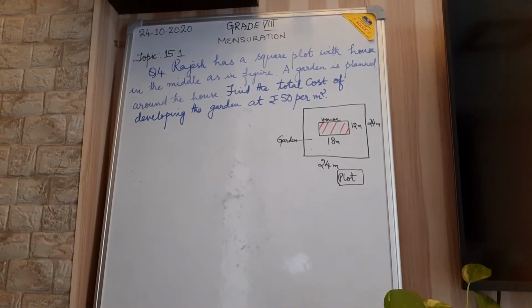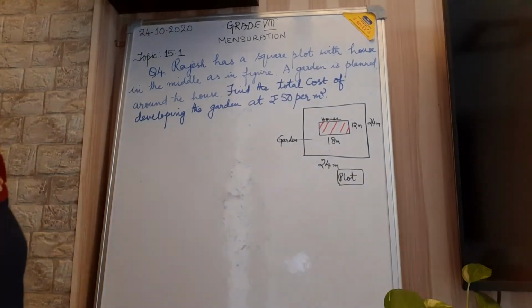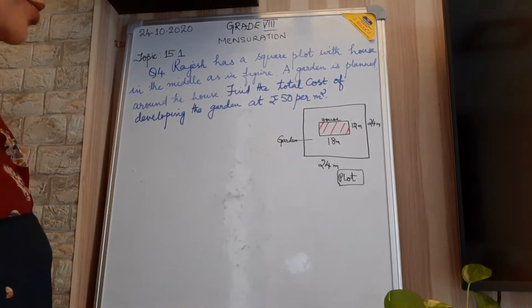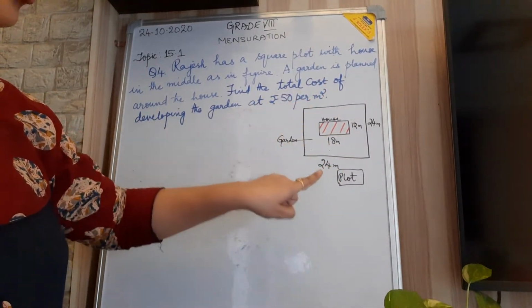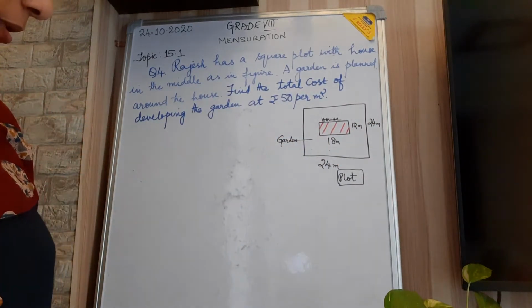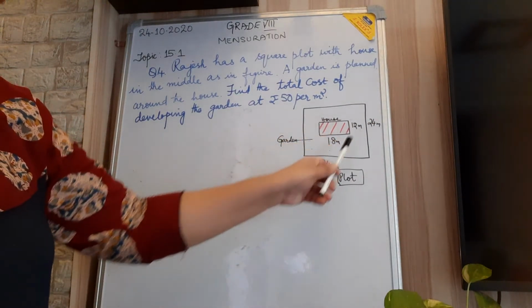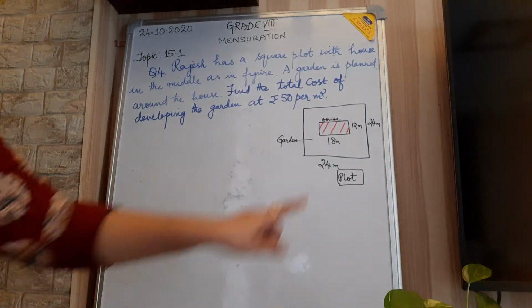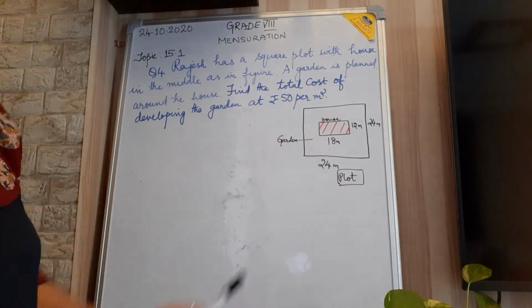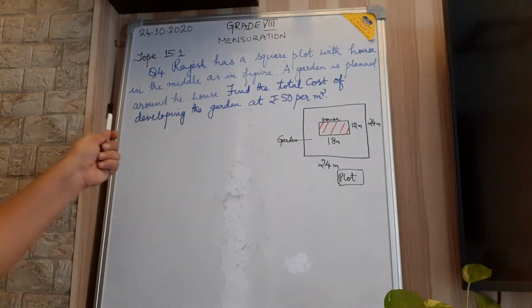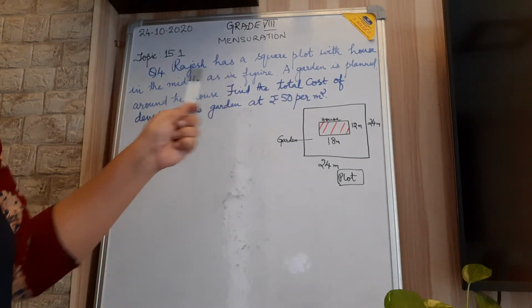Okay students, we are going for the next question. That is, Rajesh has a square plot with house in the middle as in figure. See the figure, this is a square plot of 24 meter by 24 meter, and it has got a house. House is rectangular shape and it is 18 meter length and 12 meter breadth, and house at the center. Find the total cost of developing the garden. That is, a garden is planned around.